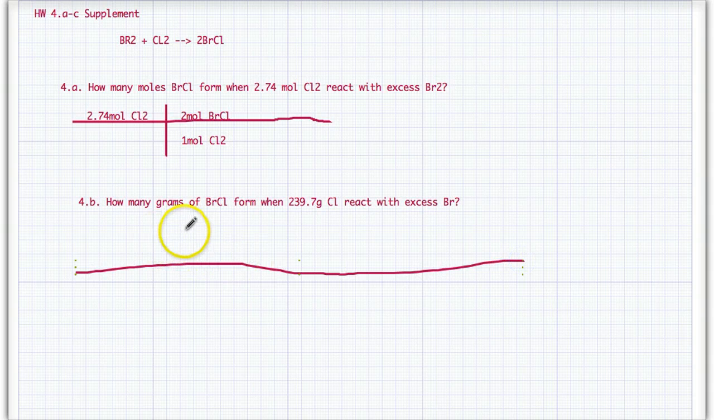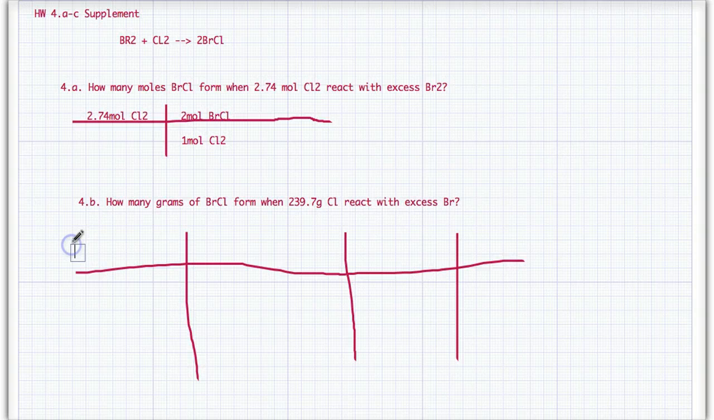It's hard to draw without a pen here. Bear with me. A little bit ugly, but we'll get it. So we have 239.7 grams chlorine. All right, so what we need to know is what's the molar mass of chlorine. So from the periodic table, we have 35.5 grams per mole of chlorine, but it's a diatomic gas, so it would be 71 grams here. So 71 grams of chlorine is equal to, what goes here? 1 mole.